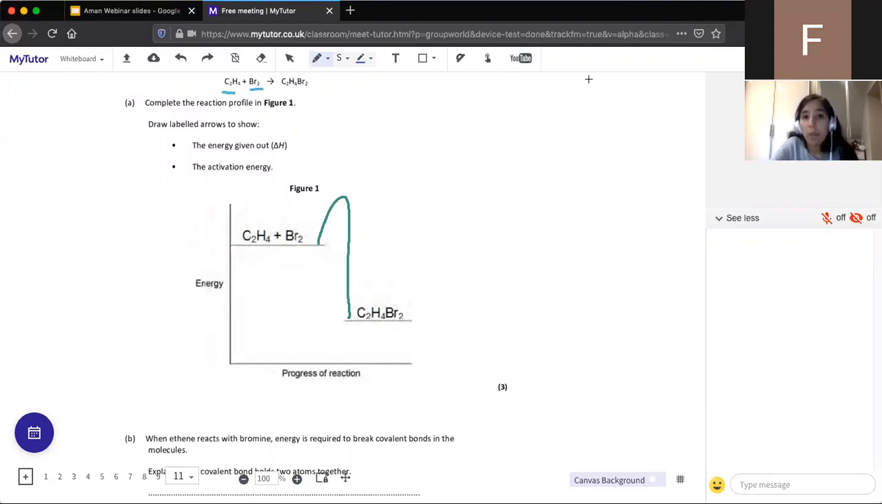And where's the overall energy given out? So they've been nice, they've told you it's energy given out. Good, from reactants to peak is the activation energy. So on this exam question, from here to here would be your activation energy, which I've just abbreviated to EA. And then what about the energy given out? What do we think? Where would that be?